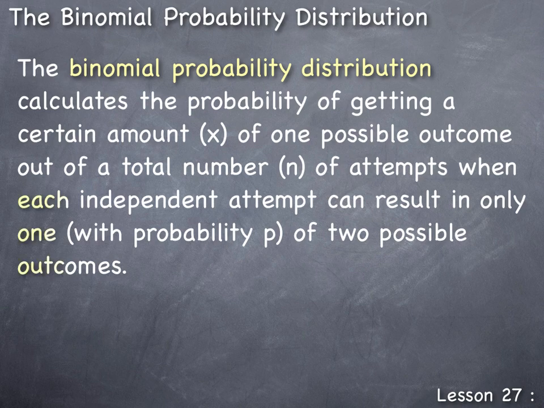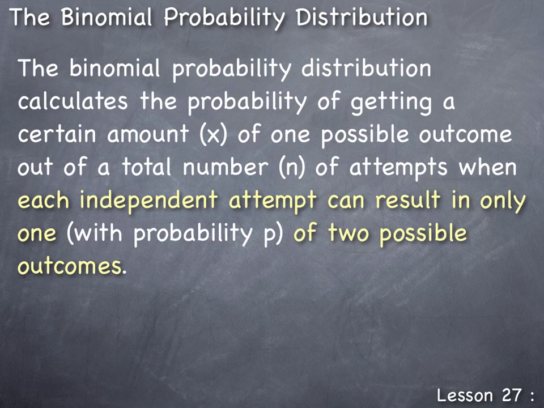That is, when each independent attempt can result in only one of two possible outcomes. Hence the name binomial, bi meaning two and nomial meaning outcome. So when a random process can result in only one of two possible outcomes, and we want to answer probability questions regarding the number of ways that that result can occur, we can use the binomial probability distribution.